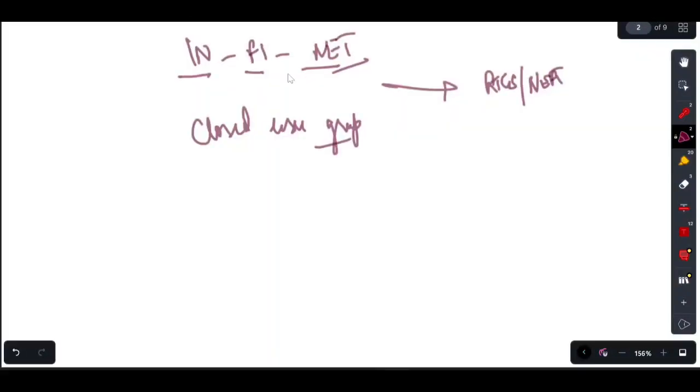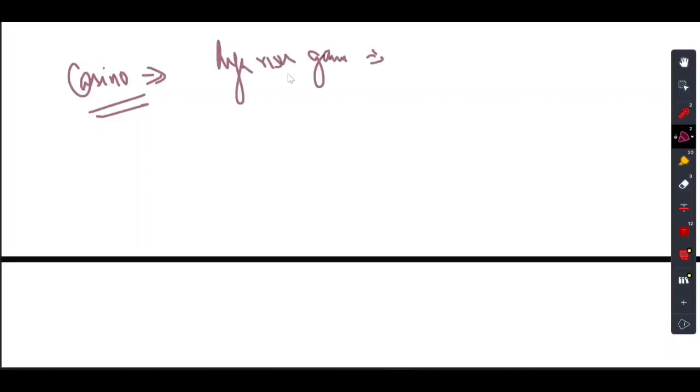So to answer this question, let me introduce you to a very important concept. Imagine that you are at a casino. Usually, if you play a high risk game, you will demand a high potential reward, isn't it?